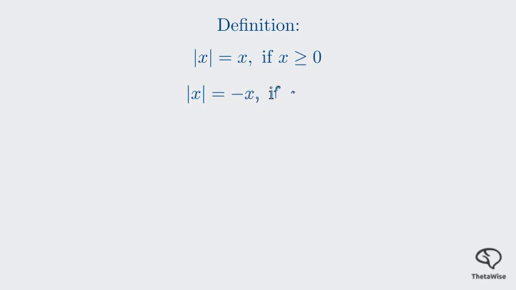Let's formalize this. The absolute value of x is x if x is greater than or equal to 0. But if x is less than 0, its absolute value is -x. This negative sign might seem strange, but it's there to make the result positive. For example, if x is -2, then -x is -(-2), which is +2. The result is always positive, because distance is always positive or 0.